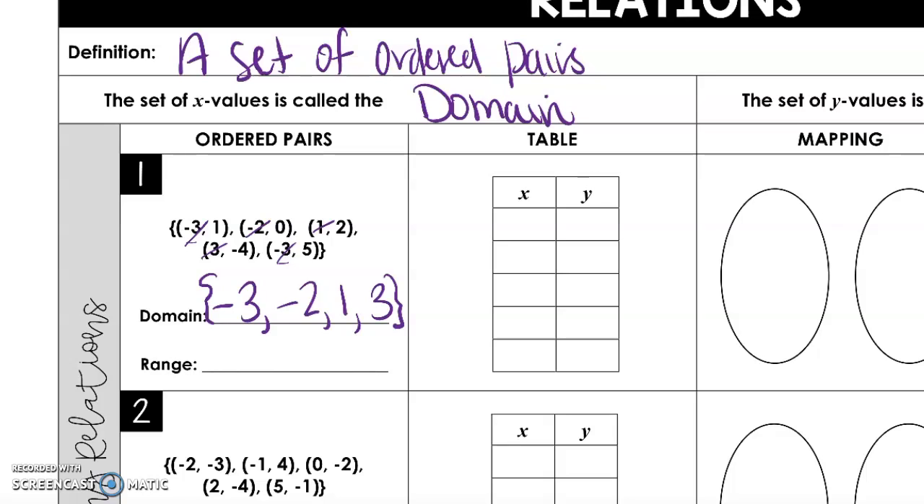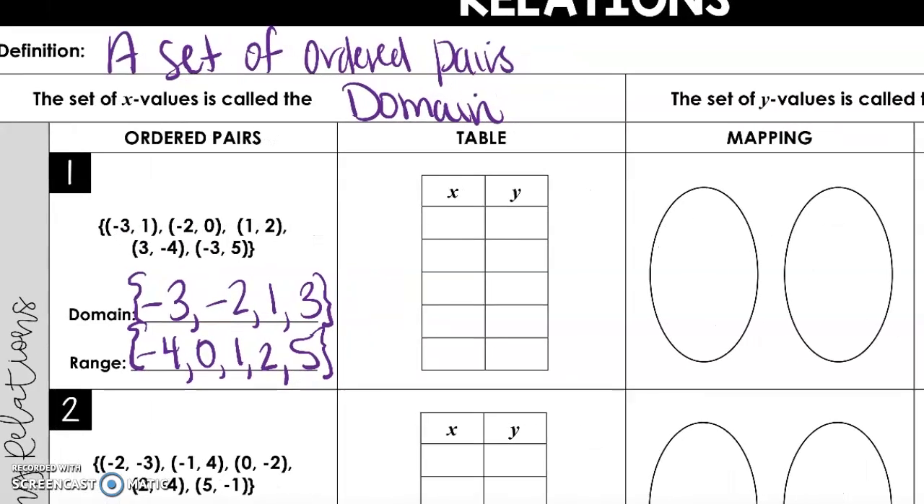The range, again, is the y values, but you need to start with the smallest. You don't automatically start with 1 since that's the first one listed. So we need to look, and it looks like -4 is our smallest one, then 0, then 1, 2, and 5. So it is okay if you don't have the same number in the domain and the range. So again, domain are all your x values in order from least to greatest. Range are your y values in order from least to greatest.